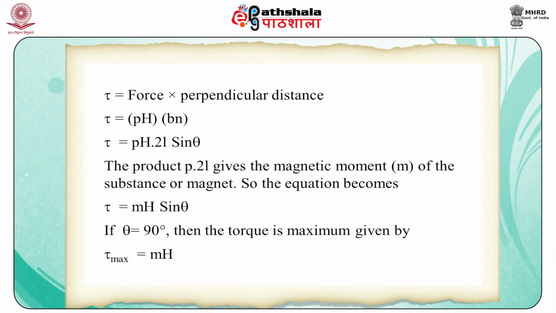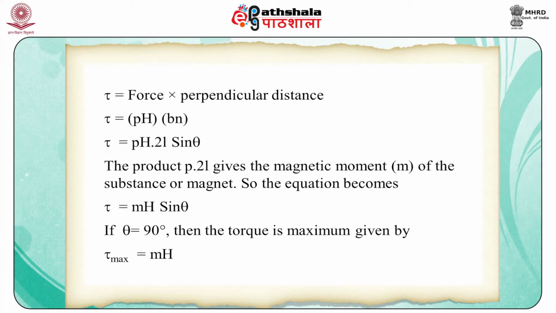But the forces being equal and opposite and having separation between their lines of action form a couple. The moment of force or couple is given by tau is equal to force into perpendicular distance. So, tau is equal to pH into BN, that becomes pH into 2L sine theta. The product P into 2L gives the magnetic moment M of the substance or magnet. So, the equation becomes tau is equal to mH sine theta.